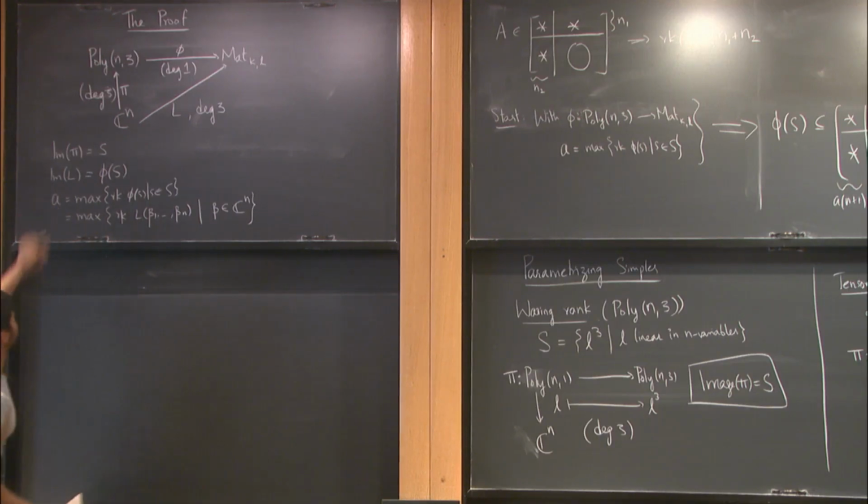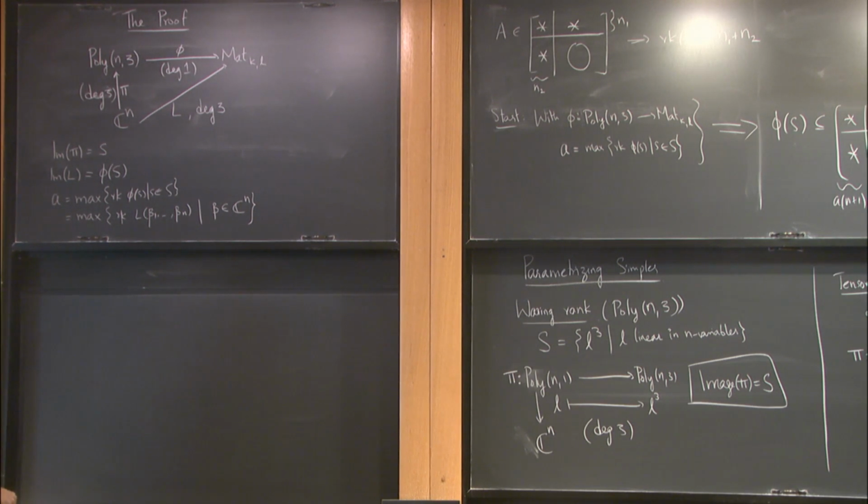Okay, so I have this parameterization. What I'm going to do is compose the two maps. So now what I have is a map from this vector space C^n all the way to matrices, and I can somehow forget about the Poly n 3 in between for now. This map is a composition of a degree 3 map and a degree 1 map, so it's a degree 3 map. Make sense? It's a degree 3 polynomial map, but it has some nice properties.